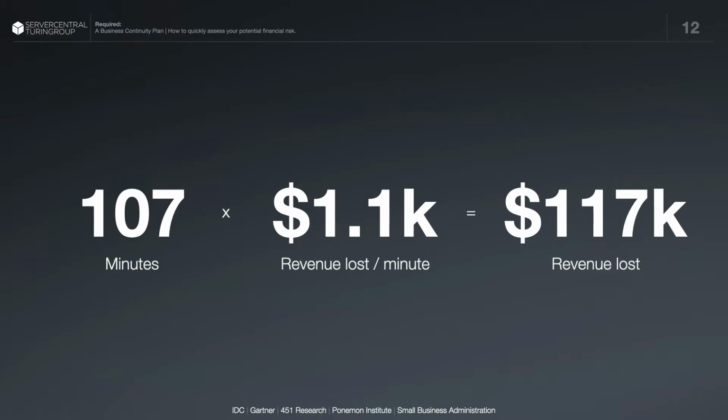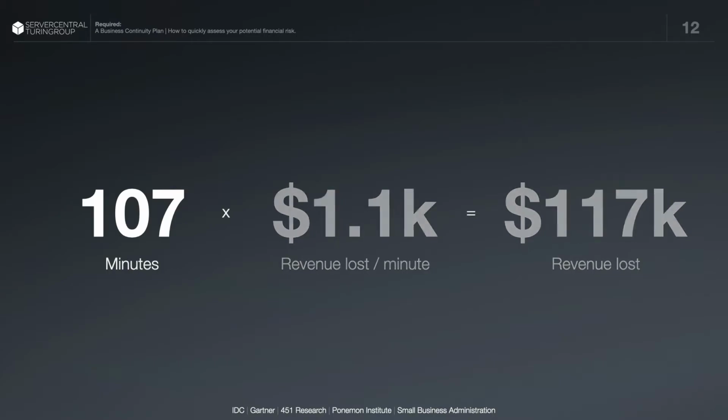Now, that's pretty significant. The $117,000 may or may not be consequential to your top or bottom line as a business, but it's a pretty big number. And if you think about the fact that you're very likely to experience one of these events during the course of a year, again, statistically speaking, you will, that's a lot of risk.